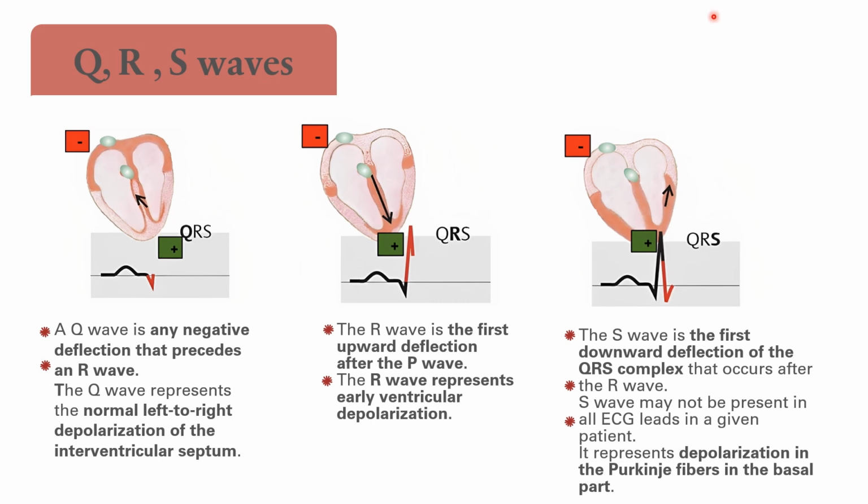Then again, we will get another negative deflection. The Q wave in normal circumstances is not seen in the right-sided leads V1, V2, V3, as we mentioned earlier. And small Q waves are typically seen in left-sided leads, lead 1, AVL, V4, V5, and V6.